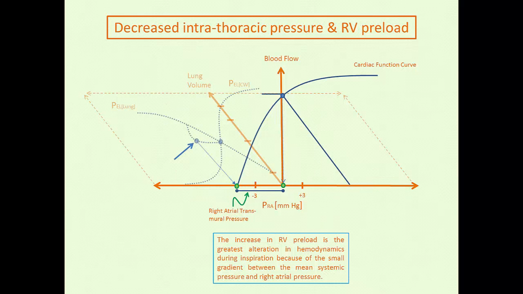But the increase in the RV preload is the greatest alteration in hemodynamics during inspiration, because there's normally a very small gradient between the mean systemic pressure and the right atrial pressure. It's on the order of 5 to 10 millimeters of mercury. So if the entire cardiac output is being returned to the right heart under only a gradient of 5 to 10 millimeters of mercury, just very small changes in the right atrial pressure on the order of 1, 2, 3 millimeters of mercury will result in very drastic changes in venous return and therefore cardiac output as the heart pumps it forward.